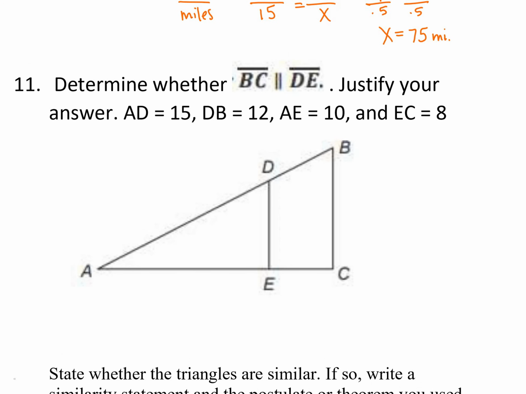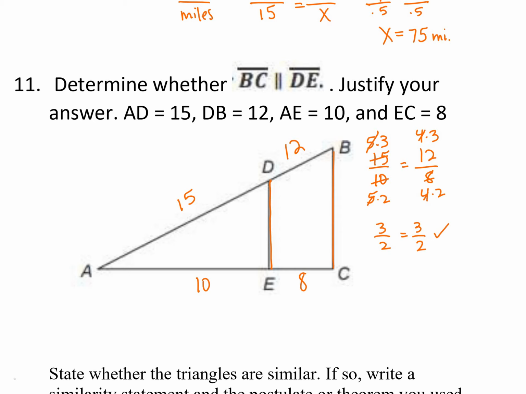Determine whether BC is parallel to DE. So if they are parallel, then the parts will be proportional. So we can say that AD and DB would be proportional to AE and EC. Okay, so you could set this up a couple different ways, but we'll just go with 15 over 10 equals 12 over 8. That should be equal. You can cross multiply to find out if it's equal. You can reduce the fraction. So I'm going to say that this is 5 times 3. This is 5 times 2. So 3 over 2, does that equal 12 over 8? Well, this is 4 times 3. This is 4 times 2. Reduce the 4s, and I get 3/2. So they are parallel because they are proportional. The parts are proportional.